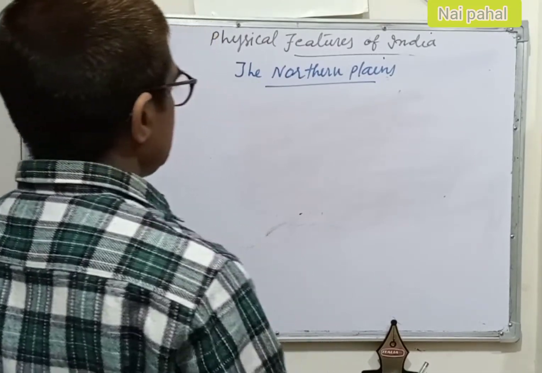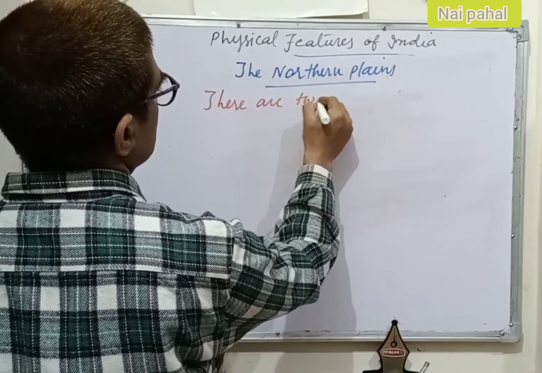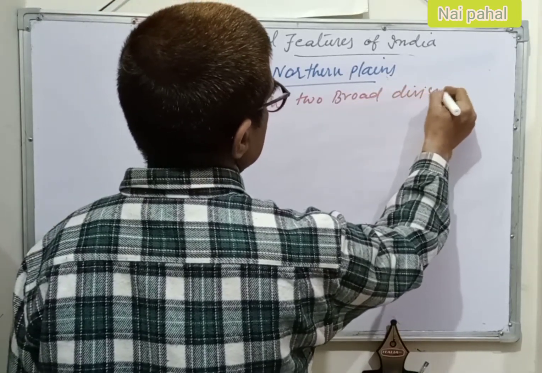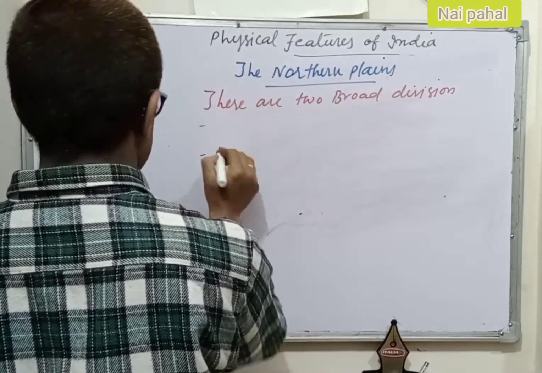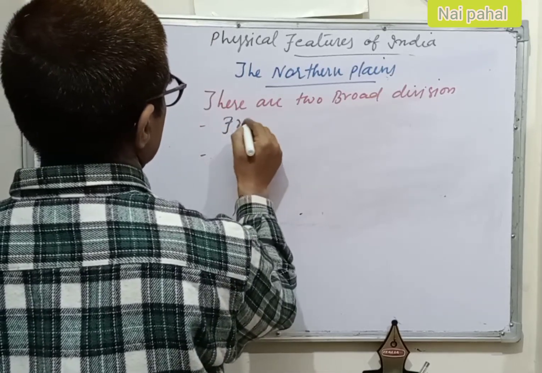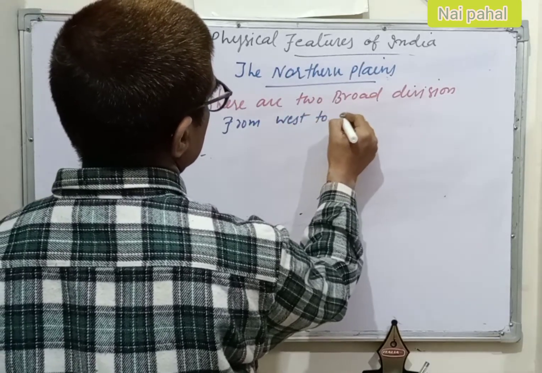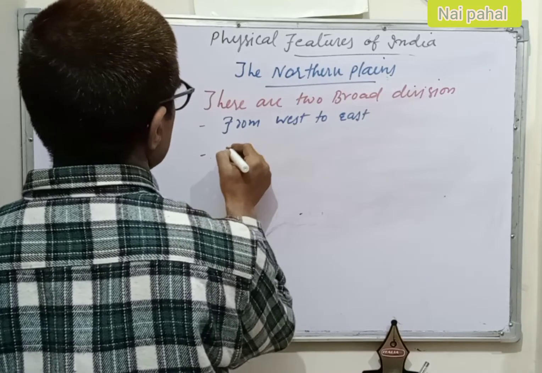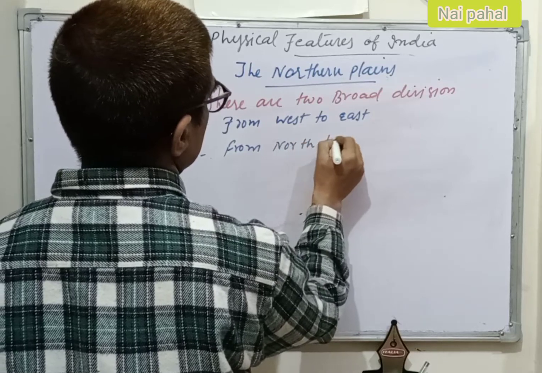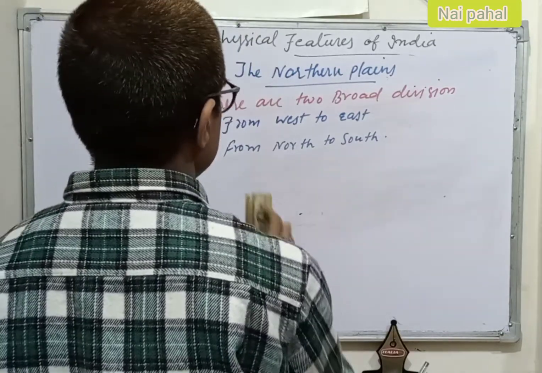So students, there are two broad divisions. One is from west to east, and second from north to south. Okay? So let's see.